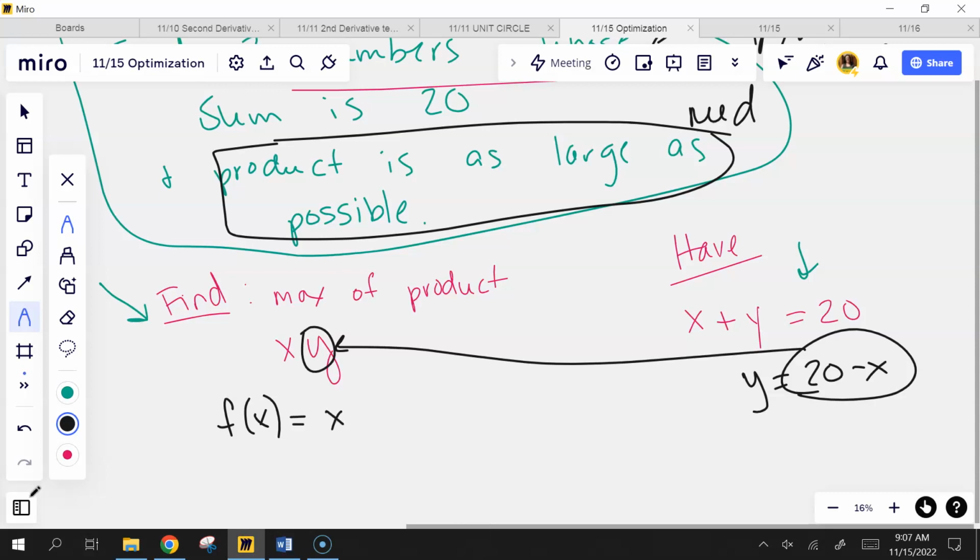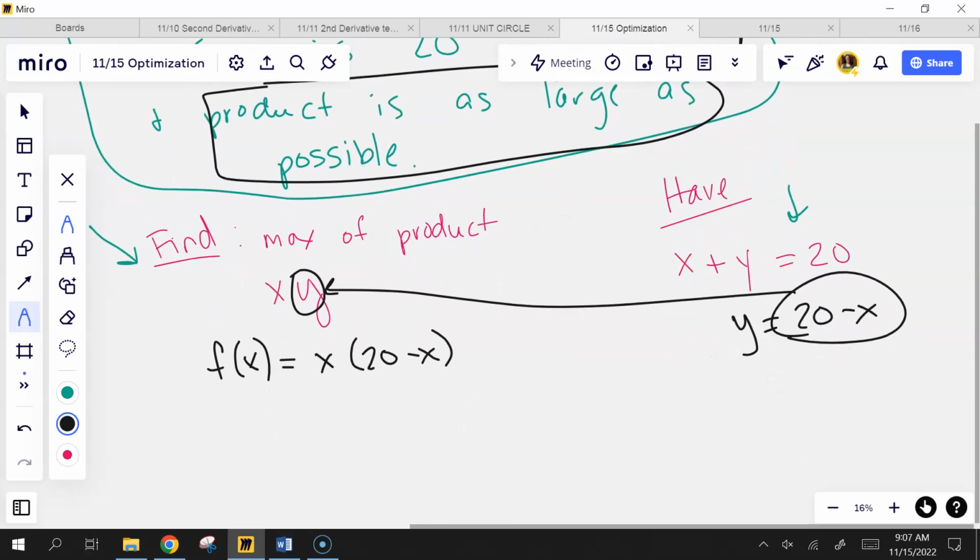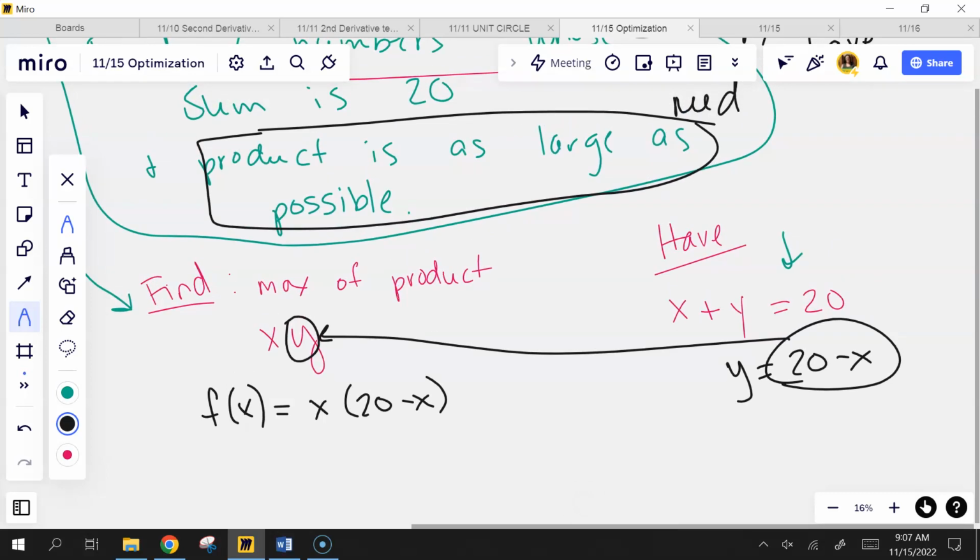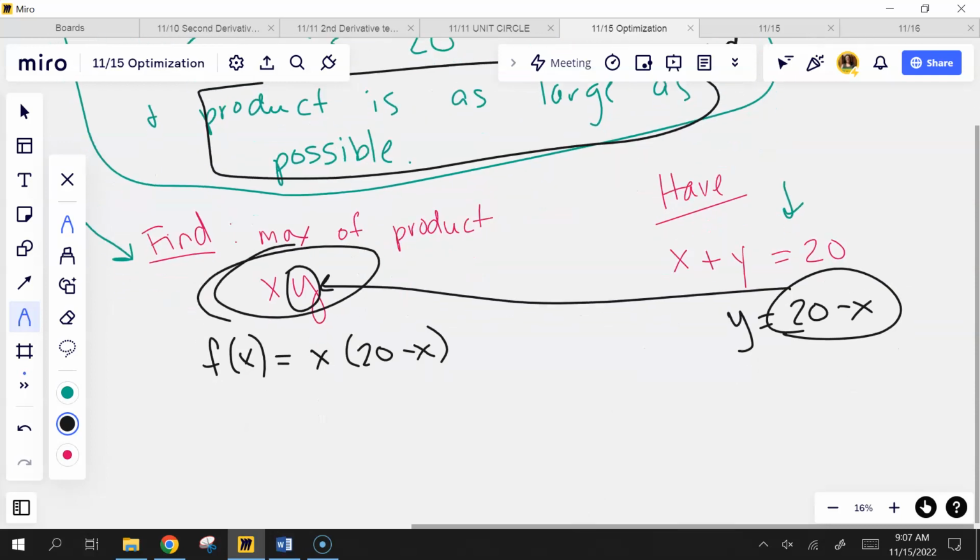So now my function is x times 20 minus x. Again, this is an easy one, right? I hope anyway. It's going to lead us into some good ones. Well, now I have a function that I can maximize. I can find the maximum because that's what it asked me, right? The product is as large as possible. So I want this to be as big as possible. So I want to find the max.